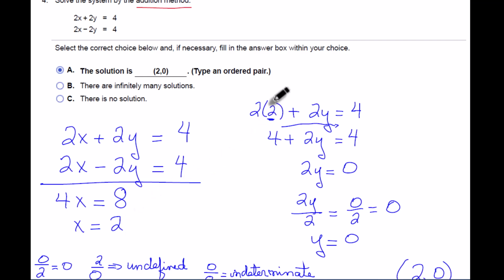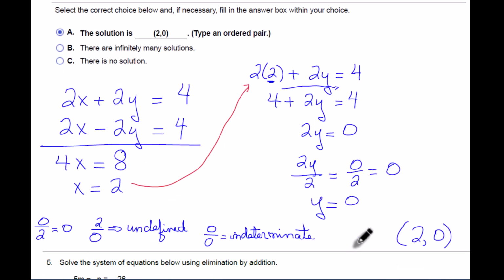All right, so plug x equals 2 into the first equation. See, I'm using the first one right there. So 2 times 2 is 4, plus 2y is 4. Move the 4 over, and then divide both sides by 2, and I get 0 over 2. Well, 0 over 2 is just 0, and so I get y equals 0.